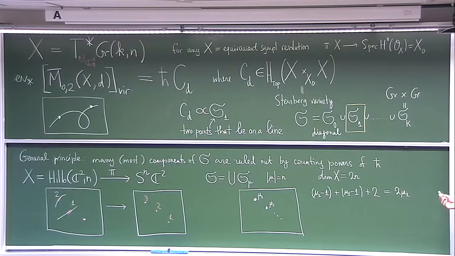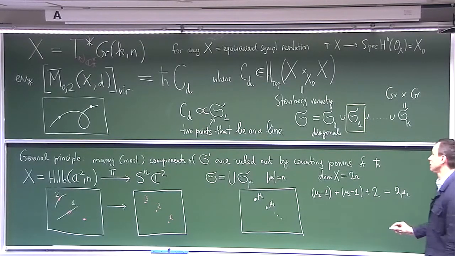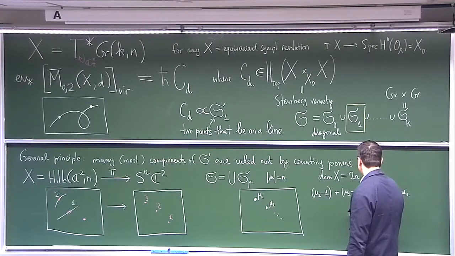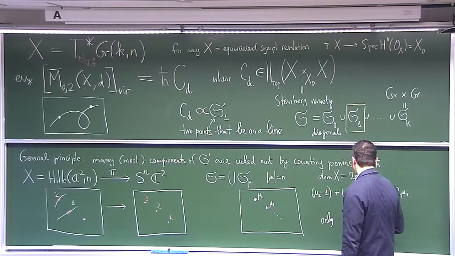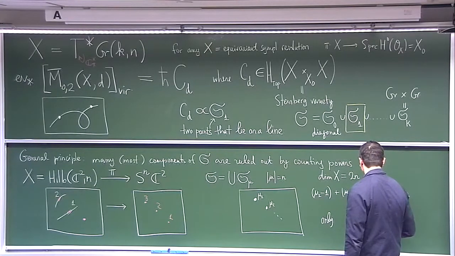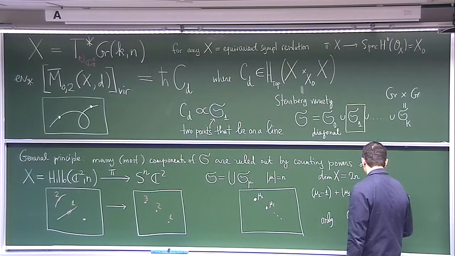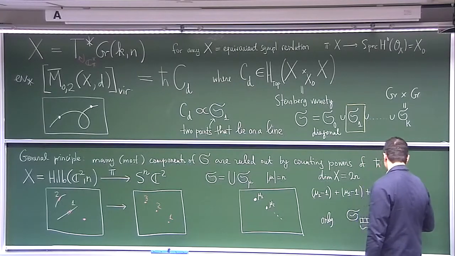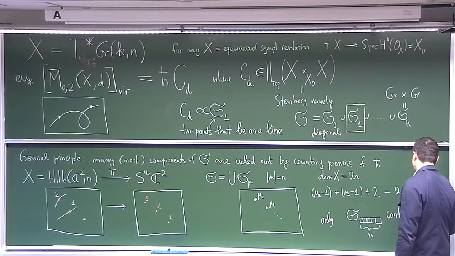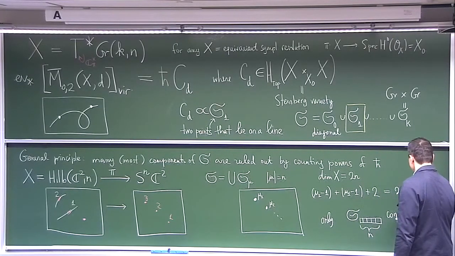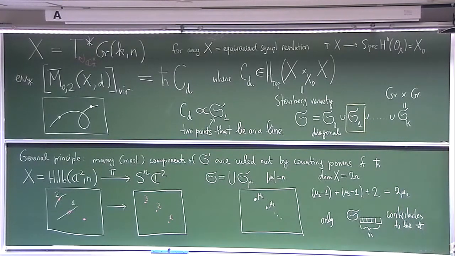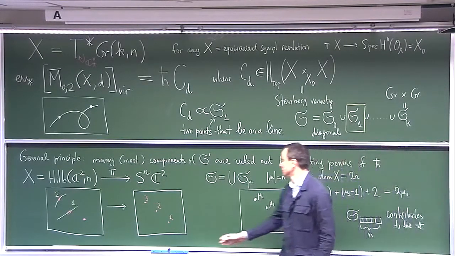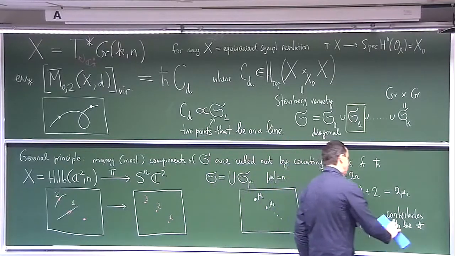And now I claim that only the sigma that corresponds to a partition of a single part of length n contributes to the quantum product with any class.